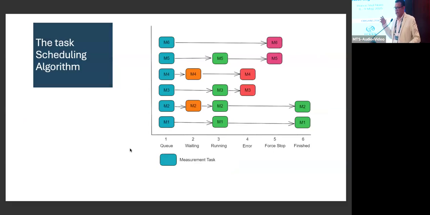This is the task scheduling algorithm that we are using at each and every anchor over there. A task can be in the queue, waiting, running, error, force stop, or finished. Whenever we designed it, there were possibilities of hacking and misuse of it. Each and every task, each and every queue is monitored. And whenever we push a task into the architecture, it goes into this particular cycle.